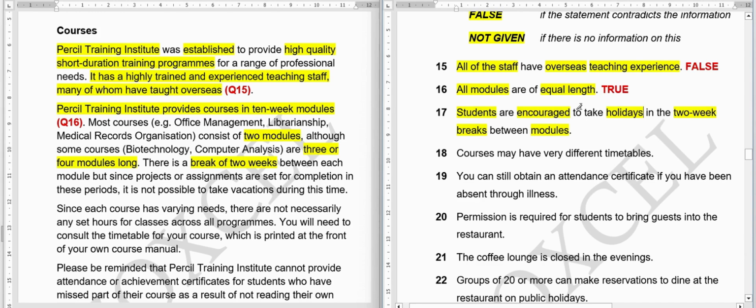Like between the first and second modules you will have 2 weeks off. You should take holidays for those 2 weeks. So if students are encouraged, then the answer will be true. But if the students are not encouraged, but discouraged from taking holidays, like they are not advised to do this particular thing, the answer will be false. And if we don't know whether it is encouraged or not, then we will say the answer is not given. So let's see. There is a break of 2 weeks between each module, but since projects or assignments are set for completion in these periods, it is not possible to take vacations during this time.